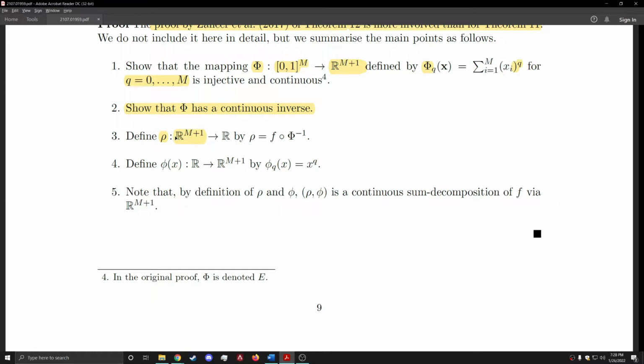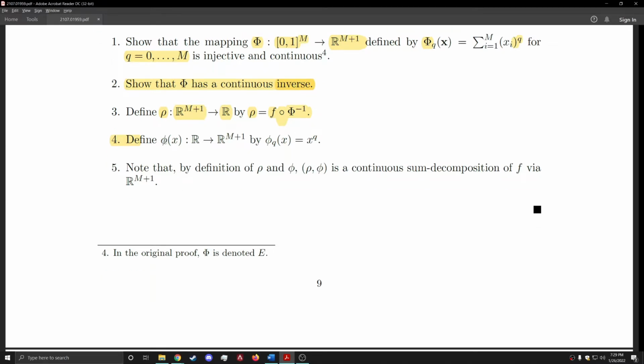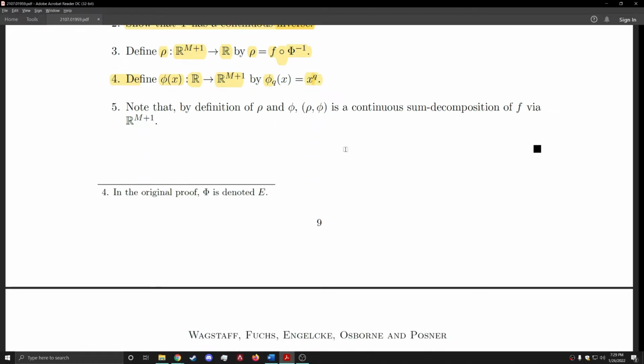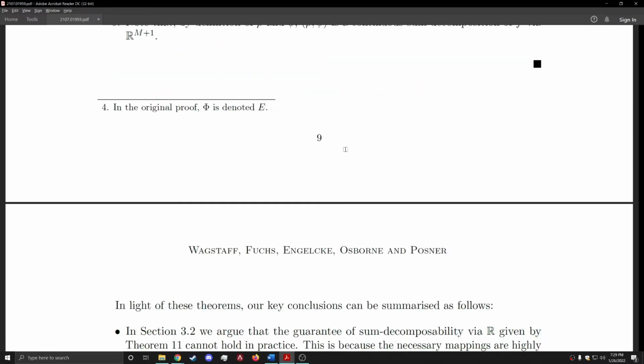So it's going to map the real numbers of dimensionality m plus 1 to the real numbers by this inverse function right here, because if you show that your latent space has an inverse, why don't you use it? And we are going to define our phi of x. This is an individual object in x, of course, not the set x, mapping a real number to the dimensionality of R to the m plus 1, where phi sub q is defined as literally x to the exponent q. Real straightforward. And it works extremely well.